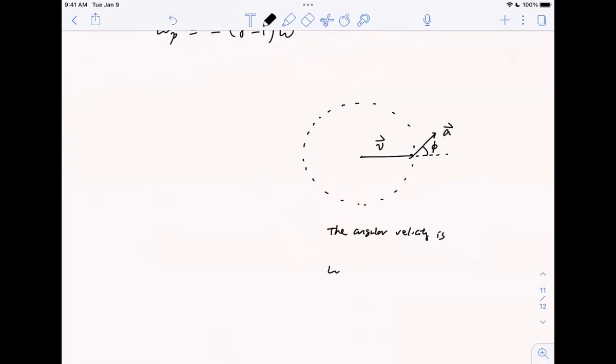The angular velocity is omega times a sine theta. So basically, you take the perpendicular component of a. Then this is sine theta. I think I made a wrong symbol. This one should be fine. Sorry, some confusion in my notes.